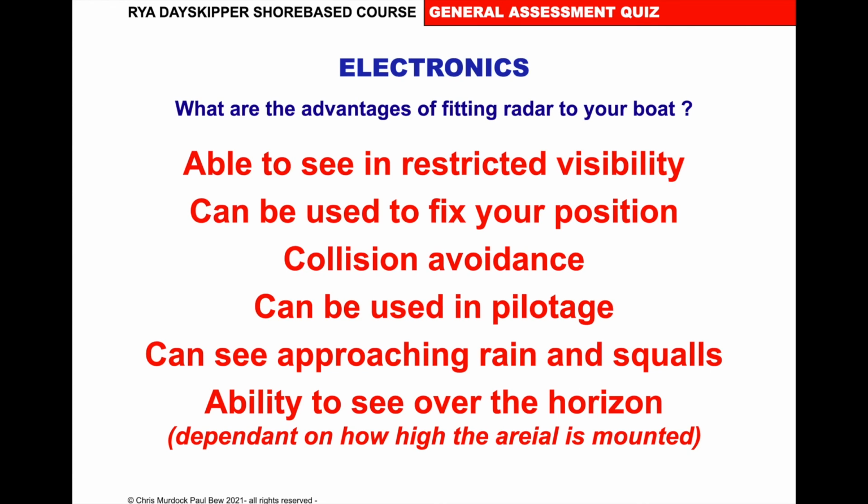So the advantages of having radar on your boat: able to see in restricted visibility, can be used to fix your position, for collision avoidance, can be used in pilotage. You can see approaching rain and squalls, and the ability to see over the horizon. So it depends on how high the radar scanner is and how high the target is and the power of the radar you're using. We cover all this in the City Sailing RYA one-day radar course.